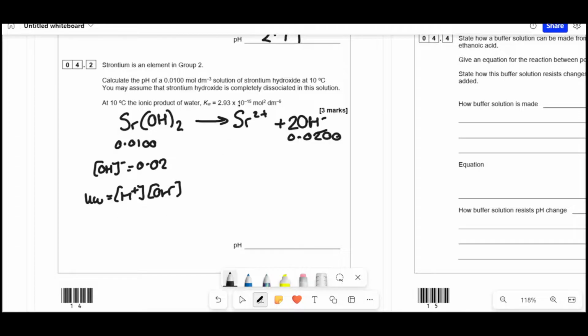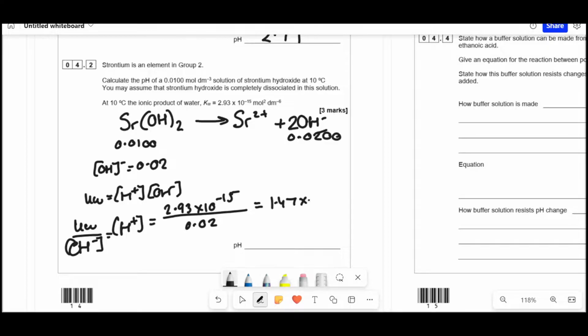That's the base, and this is a base. So then Kw over OH minus will give you your H plus, which is going to be 2.93 times 10 to the minus 15 divided by the OH minus we just worked out, which is going to be 0.02, which is 1.47 times 10 to the minus 13. And then that's for your H plus, remember? So then if you negative log to the base 10 of that, you get 12.83.